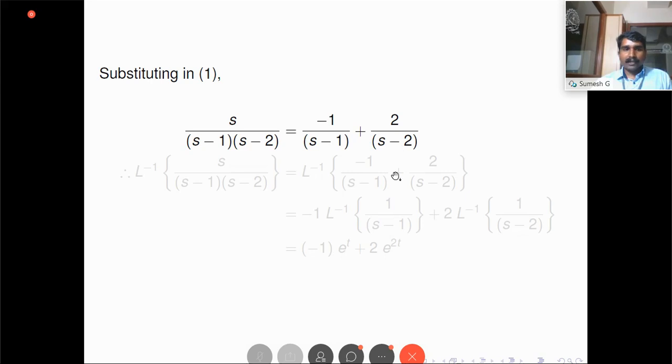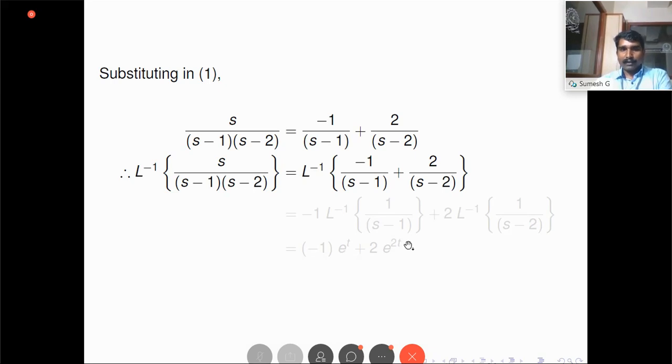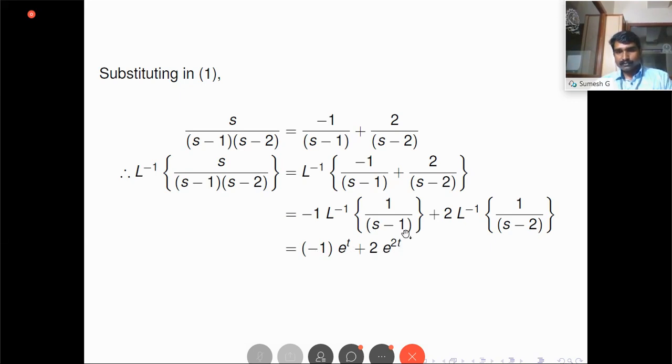Now we can directly take the inverse Laplace transform. So inverse of s by s minus 1 into s minus 2 equal to inverse of this expression. Here we can apply the linearity property. Constant we take outside. So it becomes minus 1 into inverse of 1 by s minus 1 plus 2 into inverse of 1 by s minus 2, which is equal to minus 1 into e raised to t plus 2 e raised to 2t, because inverse of 1 by s minus a is e raised to at. For the first case a equal to 1 and for the second case a equal to 2.